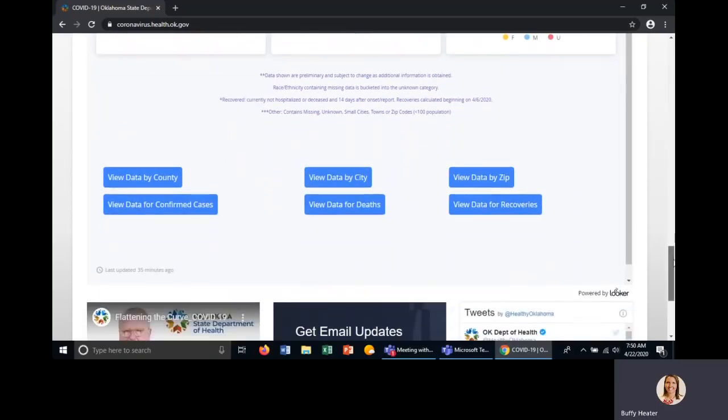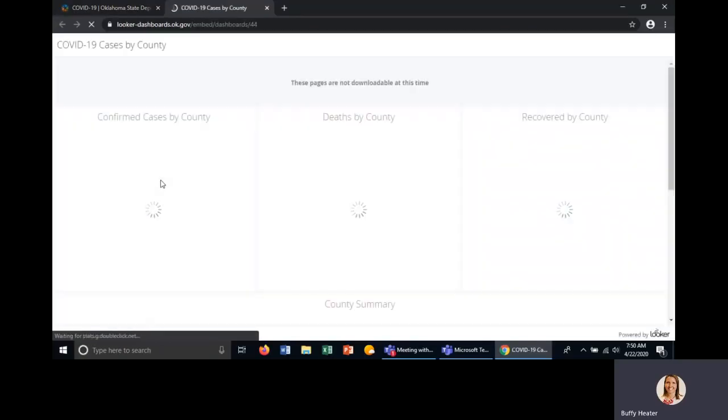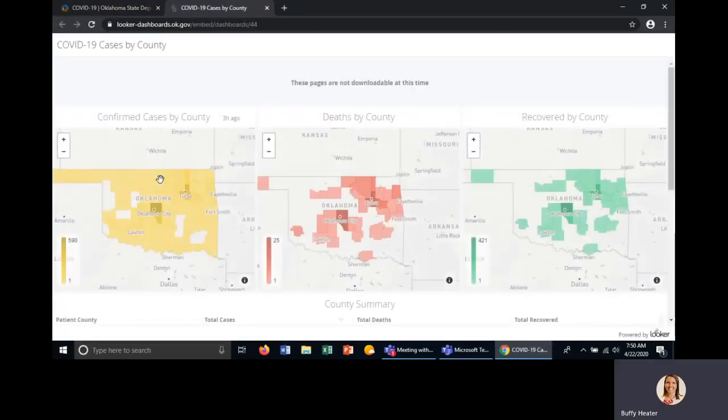So we scroll down on the page. I know there's a lot of interest in being able to view data by county, being able to view data by city, as well as by zip code. These blue tiles at the bottom are intended to help you navigate to more specific data tables. So for today, we'll start out with viewing the data by county.